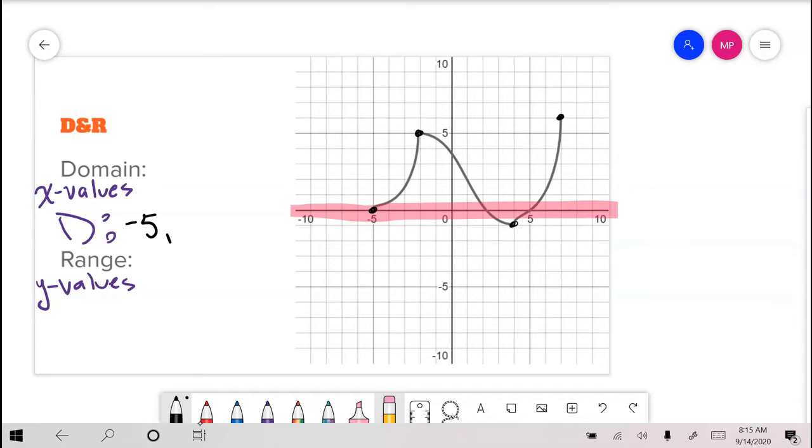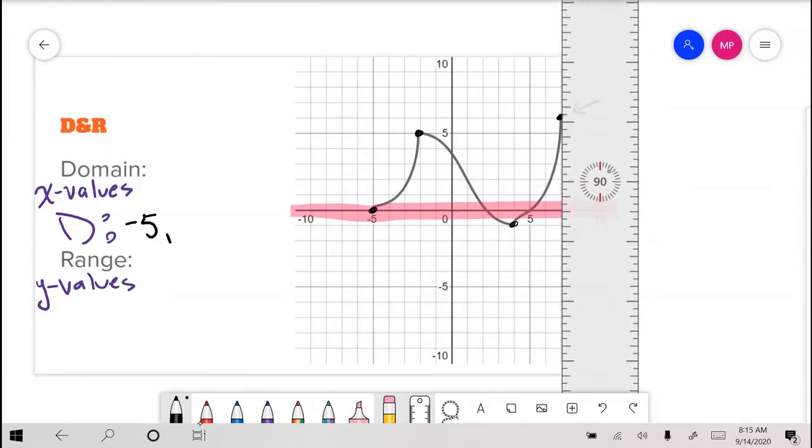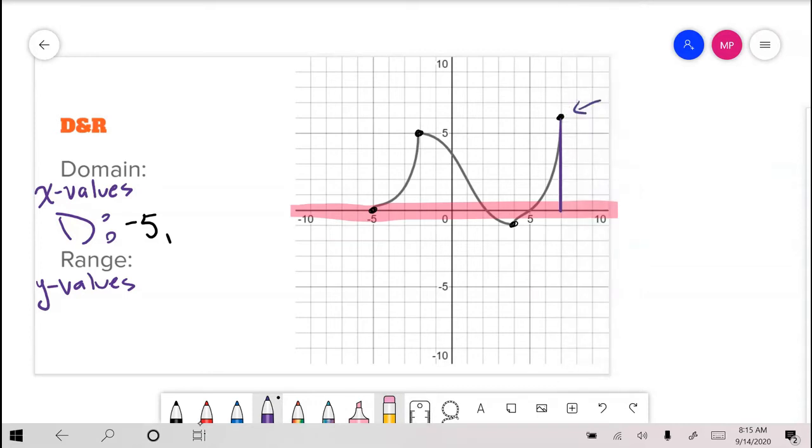Now we're going to follow along the graph to the right to see which part of the graph gets the most right. It looks like this point right here is probably the furthest right, or the biggest x value. It's not touching the x-axis, so we're going to have to draw a line to the x-axis to see what x value this is. If we count along, we see 5 and it goes by 1, so 6, 7. So our highest x value is going to be 7.